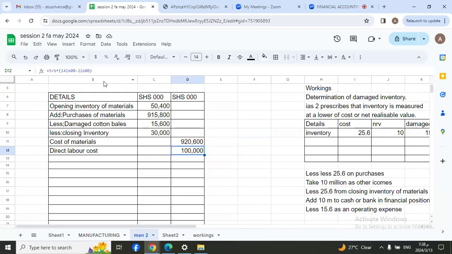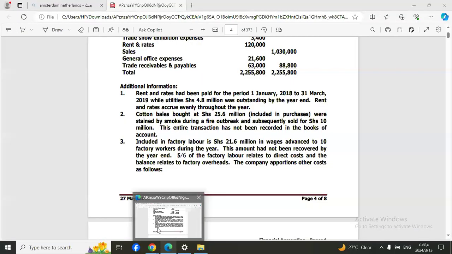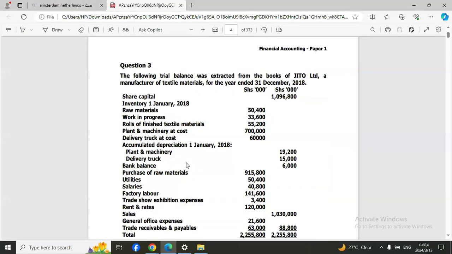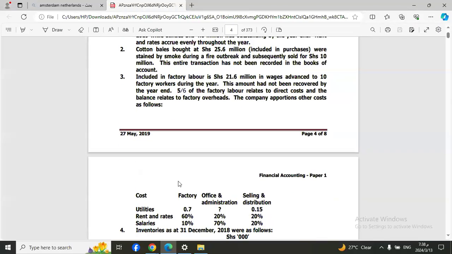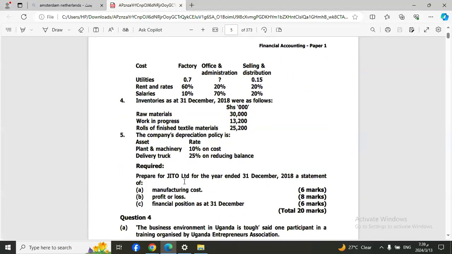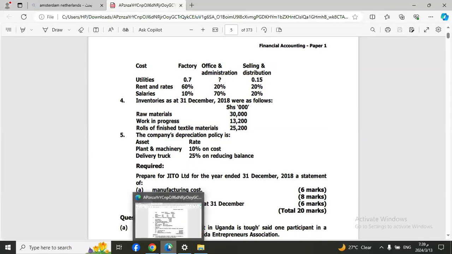141,600 minus 21,600, I'm getting 100,000. Are we together? Yes, please. Okay, thank you. So from there, we checked our question in case we have any other direct expense. But when we check, I think we don't have it. If it's not there, you leave it.